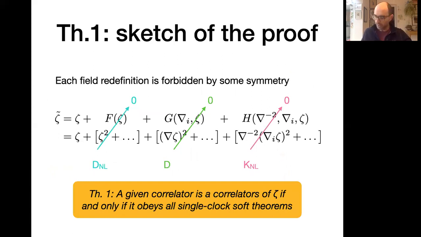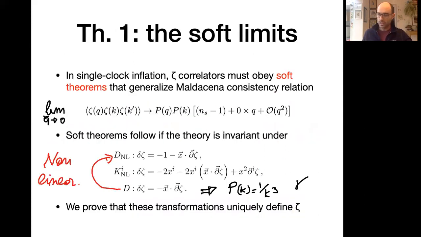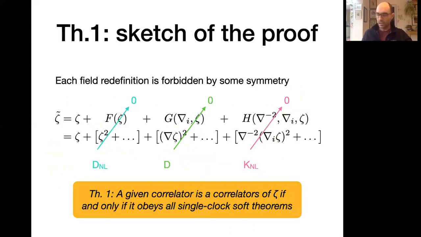The details of the proof are in the paper, but a sketch of the proof is pretty simple. Suppose that you want to redefine this zeta into some other zeta, zeta tilde, that is different from zeta. You can write down the most generic redefinition. You can say, well, it's zeta plus some arbitrary function of zeta, maybe an arbitrary function of derivatives of zeta, or an arbitrary function of inverse Laplacians and derivatives of zeta. It's easy to show that if f was any function that is not zero, then this transformation would not be maintained. So zeta tilde would have a different transformation from this one. If I insist that this is the correct transformation, then the only function that I can write here is zero. So I cannot put any function.